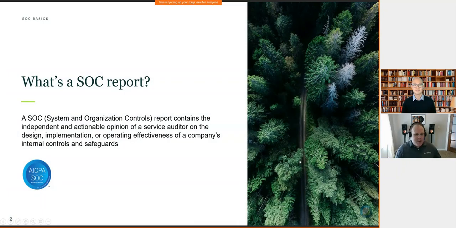All right, so to kick us off here, we want to start by going over the basics of what a SOC report is. As you saw from our first slide, SOC stands for System and Organization Controls report. This contains an independent and actionable opinion of a service auditor on the design, implementation, or operating effectiveness of a company's internal controls and safeguards.